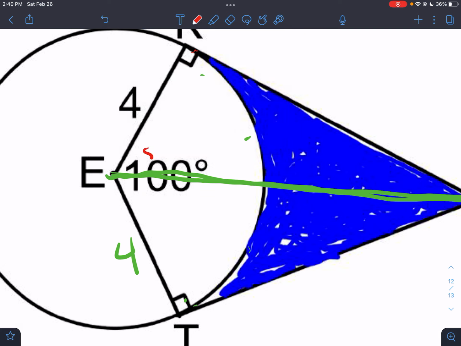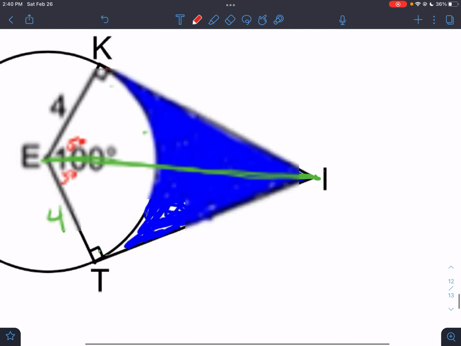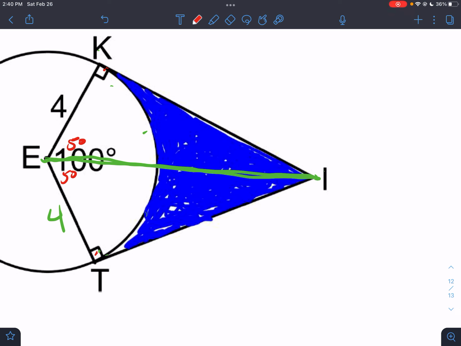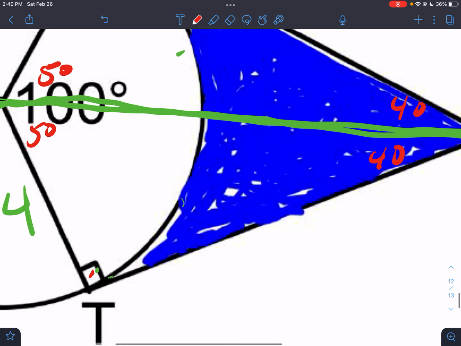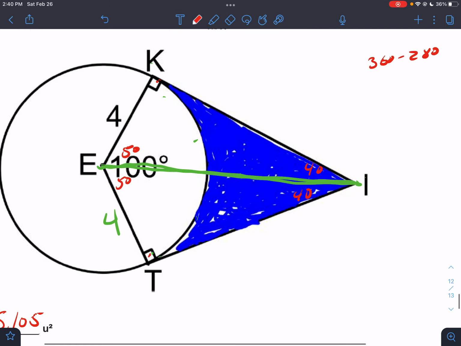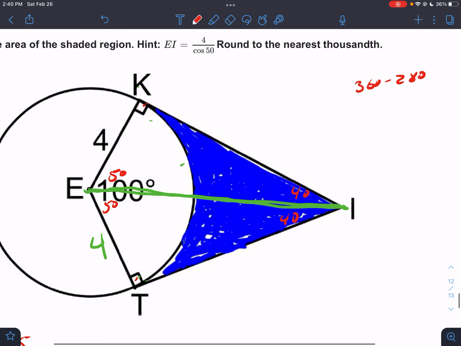So this angle would be 50. This angle would be 50. If this is 90 and 90 and 100, 90 plus 90 plus 100 is 280. So 360 minus 280 would leave you with 80 degrees. That means this is going to be 40 and 40, or I'm a bozo, 90, 50, and 40, right? Could use just the triangle. Okay, so now I have that right triangle information.